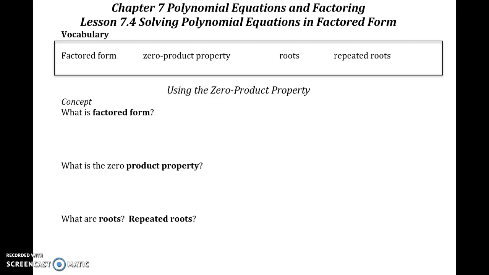Well, factoring is actually going to be a big thing we're going to start in the next lesson, and factored form is basically when you take a product and you write it as a multiplication problem of its factors. So for example, let me just write that down first. So again, factored form is a polynomial written as a product of its factors.